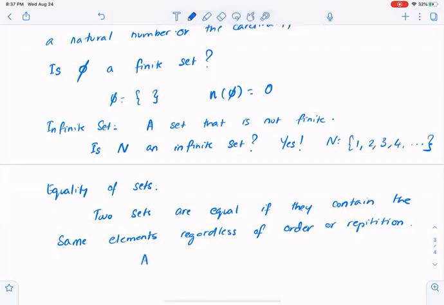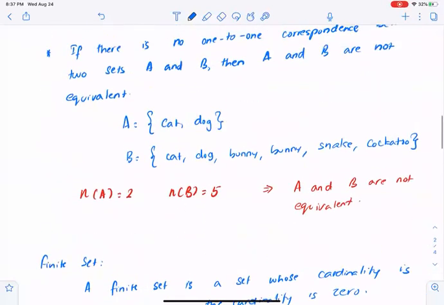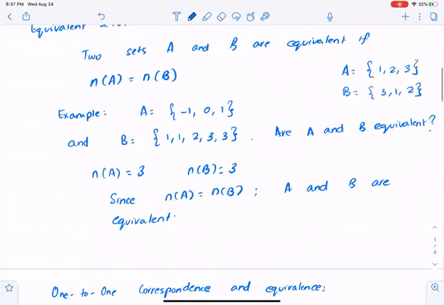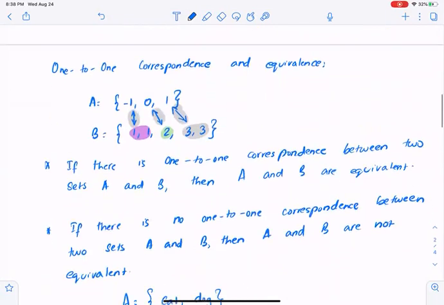So A, 1, 2, 3, and the set B, 3, 1, 2, from earlier when we talked about equivalence. Right here, I mentioned, well, sure, the two sets are equal, but are they equivalent? They are completely different things. Equivalent sets have the same cardinality.